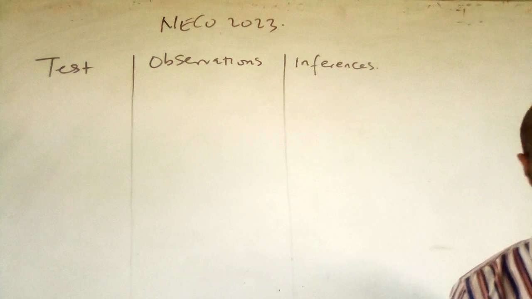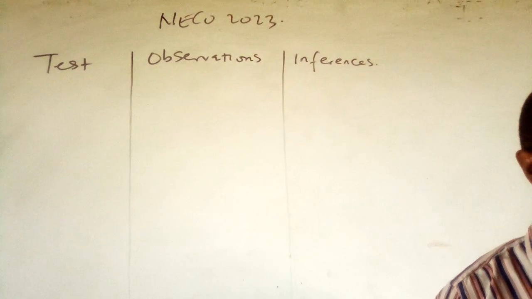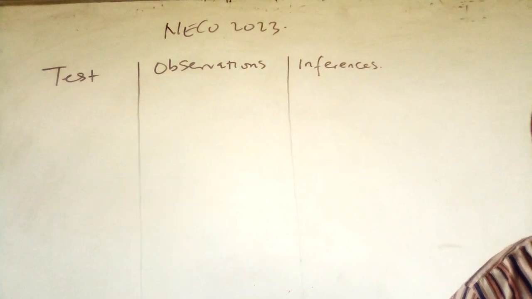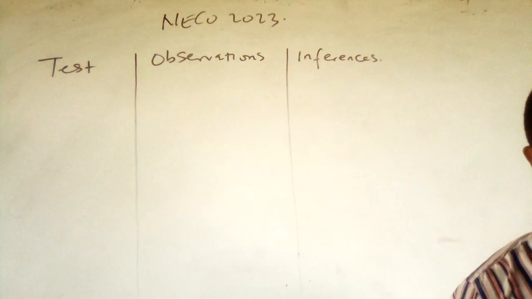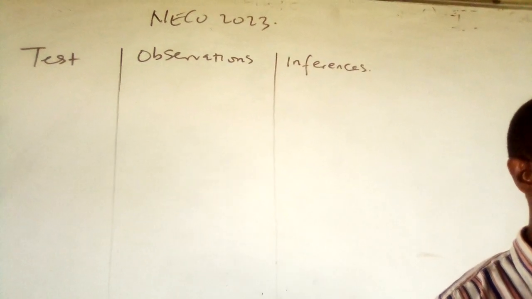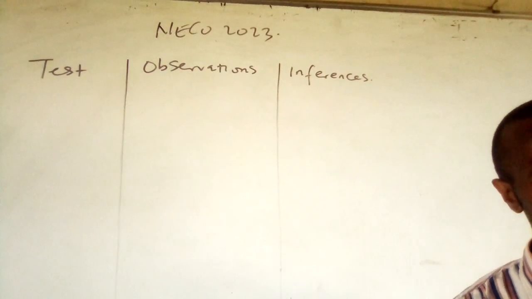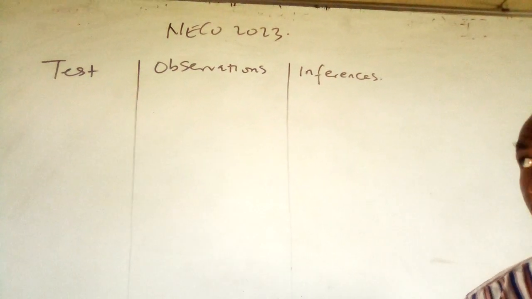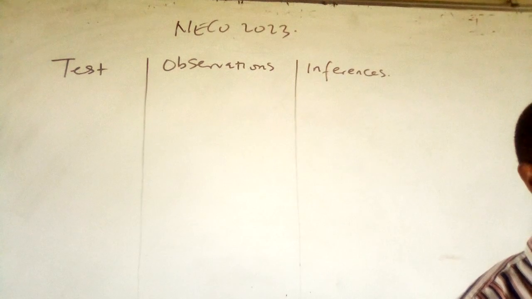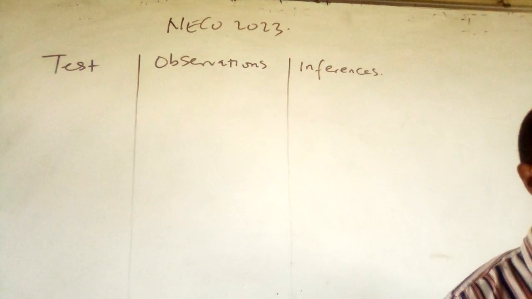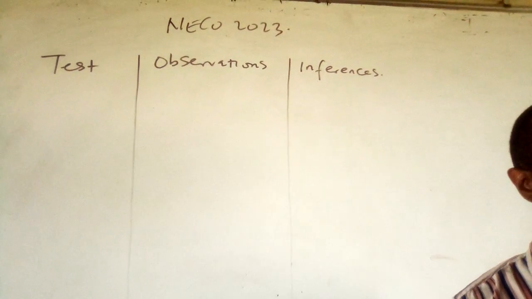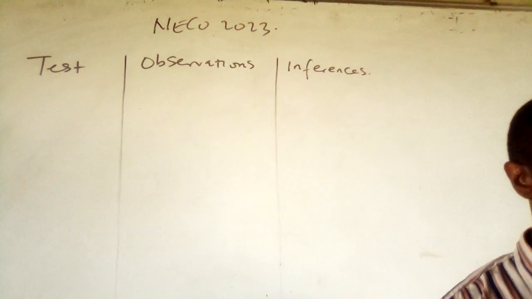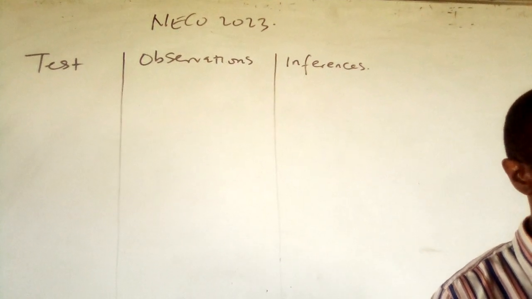Today we're going to look at the NECO 2023 examination for senior secondary school students. We're looking at qualitative analysis, which involves tests for anions and cations. Today we are going to perform the experiment on the provided specimen, and then look at how to deduce the results, the cation and the anion present in the specimen given to us this year.